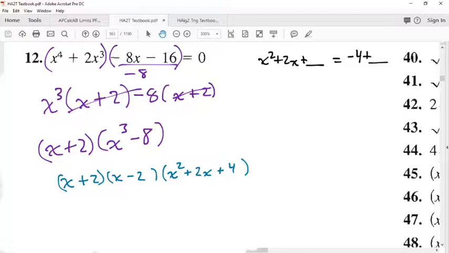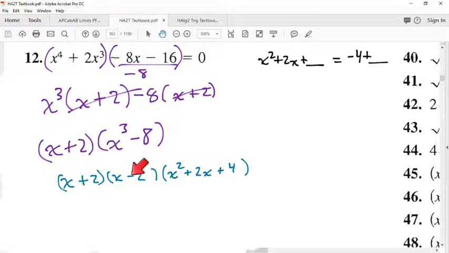I put the blank there because I know I'm going to complete the square. I have to add something to these two to complete the square. So just to recap what I'm doing: we factored this, we got down to here. This is not factorable because it's the trinomial from the difference of cubes.